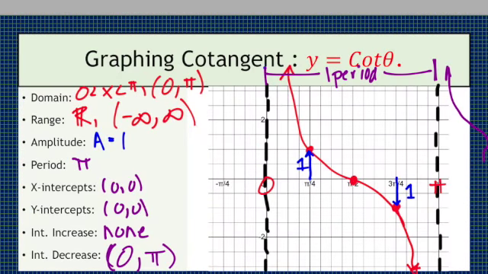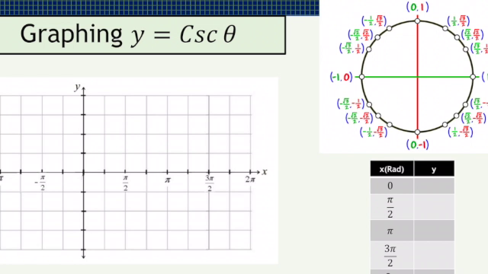All right, so there we go. Let's go ahead and look at our next trig equation. All right, guys, we're going to go ahead and graph the cosecant of theta.